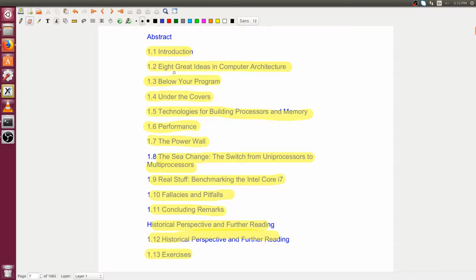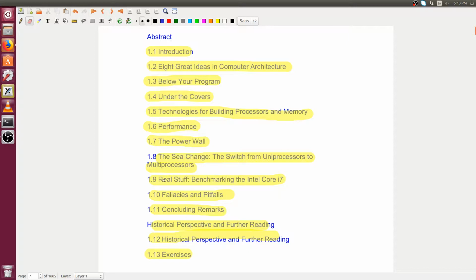Okay, so we also learned what happens below your program. You write a program, and what happens underneath on the hardware. We saw the different technologies that are used to make all these components that go into making a processor. We looked at performance and how we quantify that, and we saw that power is becoming an increasing issue. And then we saw the more recent trends in computer architecture, which is we're moving from single processors to multi-core. That's a very common thing.